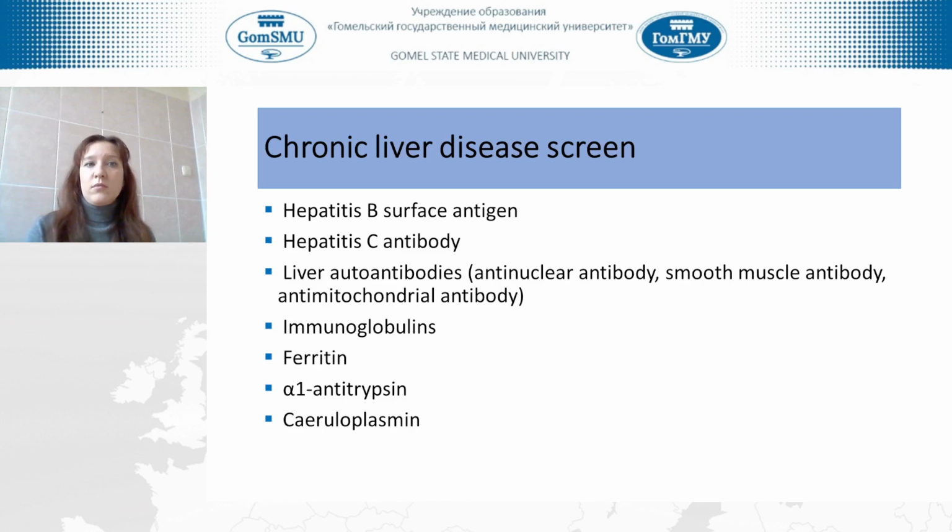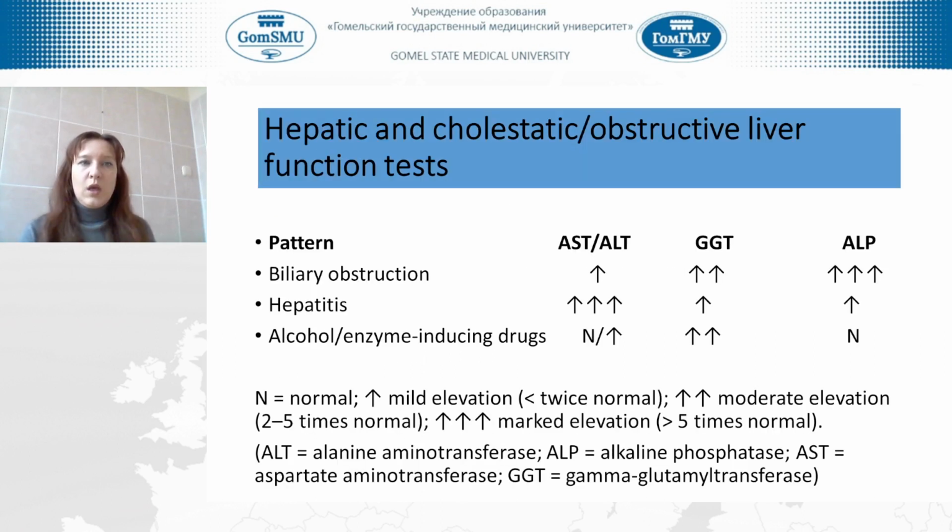Chronic liver disease screen: hepatitis B surface antigen, hepatitis C antibody, liver antibodies, antinuclear antibodies, smooth muscle antibodies, antimitochondrial antibody, immunoglobulins, ferritin, alpha-1 antitrypsin, ceruloplasmin. We're talking about hepatic and cholestatic obstructive liver function tests. We should see AST, ALT, gamma-glutamyl transpeptidase, alkaline phosphatase. For biliary obstruction, a characteristic increase of alkaline phosphatase more than AST, ALT, or transpeptidase. For hepatitis, a characteristic increase of ALT and AST.